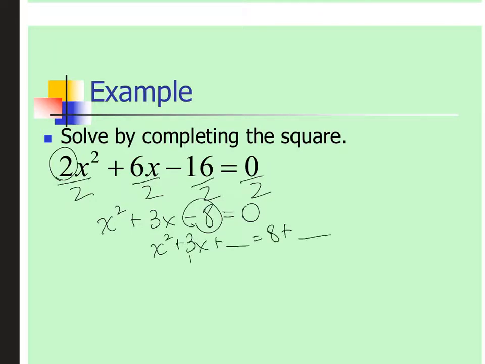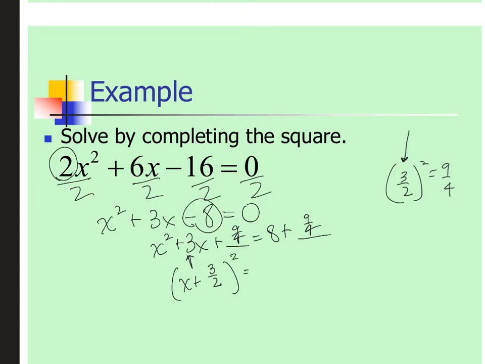I have to take half of this 3, which is 3/2, and square it, which is 9/4. All right, now I'm going to have to factor the left. Now here's what's kind of cool. This 3/2 is what I got when I had half of b. That is always going to be true.